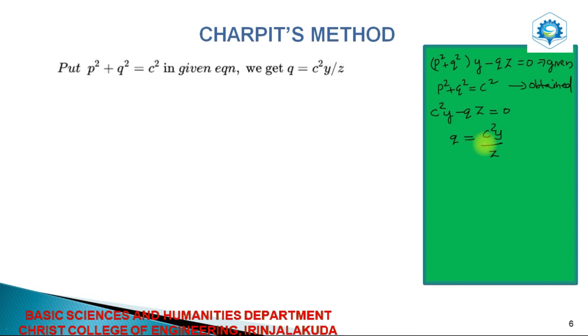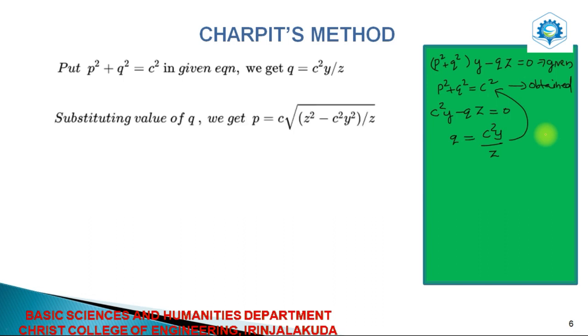So substituting p square plus q square equal to c square in the given equation, we get q equal to c square y divided by z. Now if we substitute this value of q in our p square plus q square equal to c square, what we get?